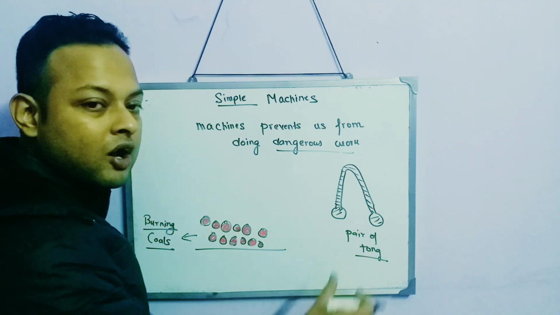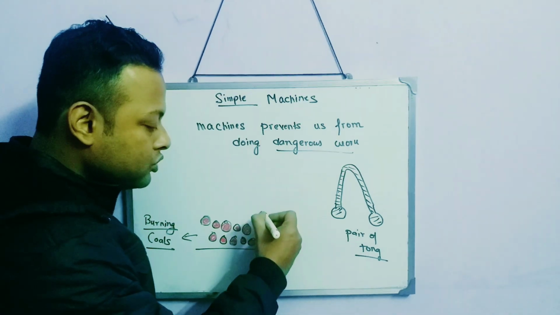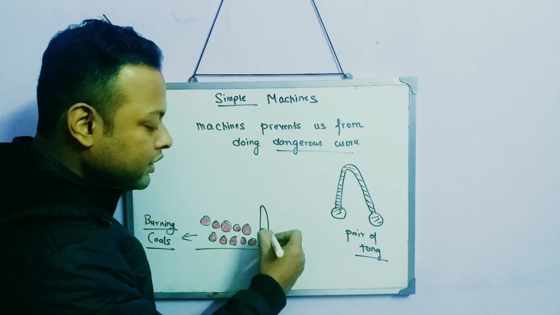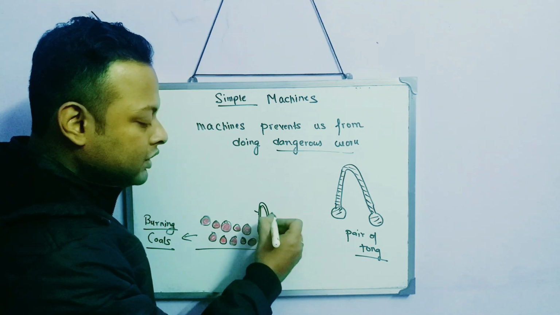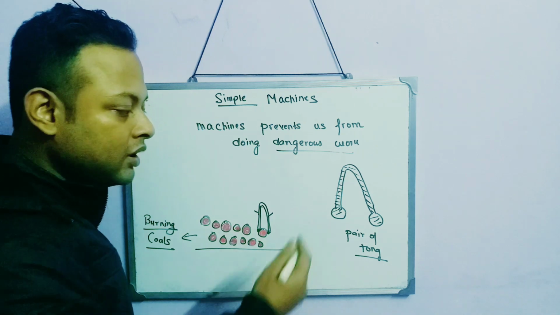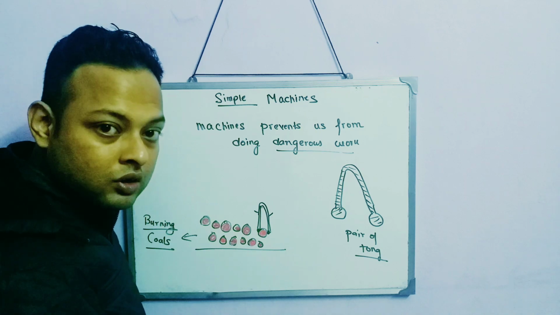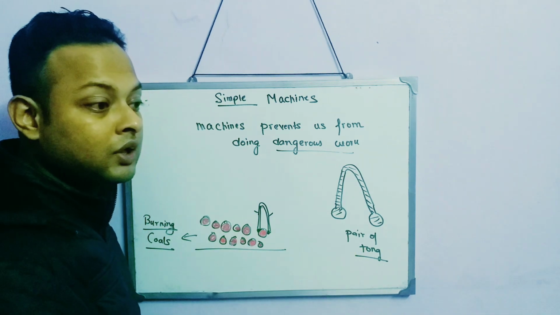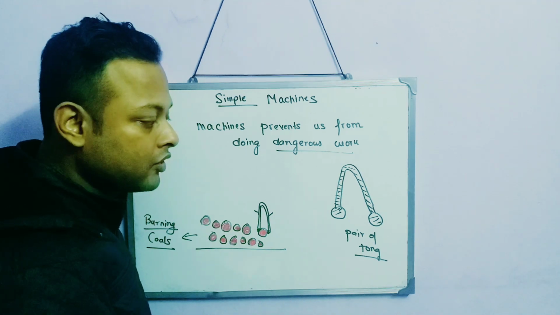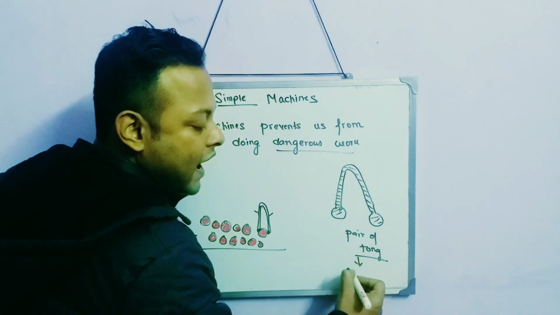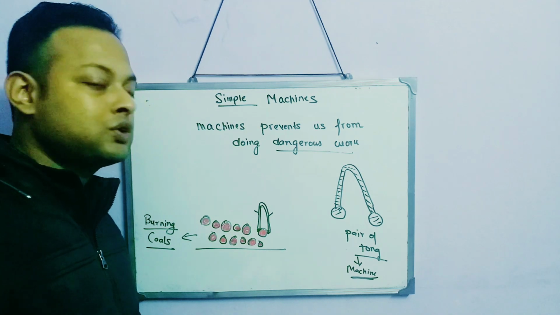Now we use this pair of tongs to lift these burning coals. How? We take this tong like this way and we apply the force. So by using the pair of tongs, we can lift burning coals. I can say this pair of tongs helped us do the work in a better way. So this pair of tongs acts as a machine.